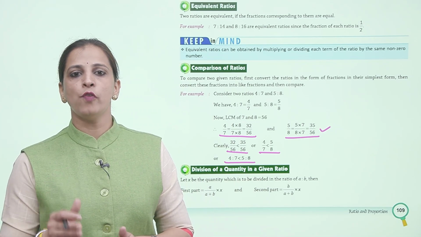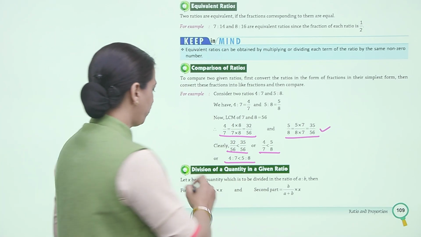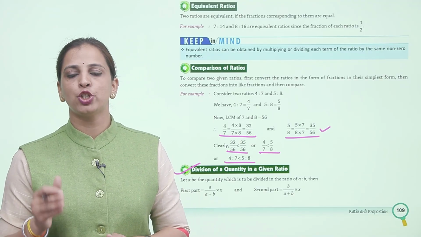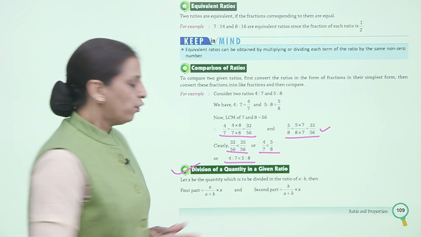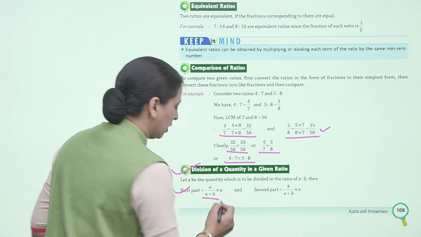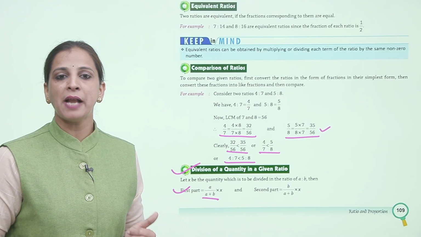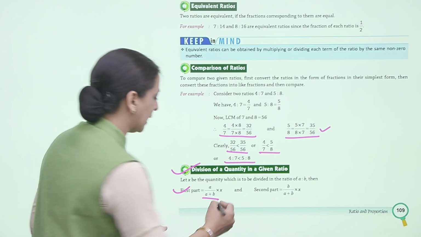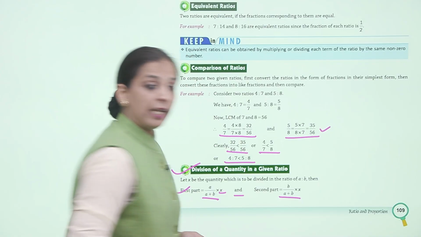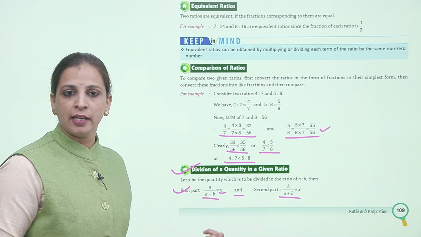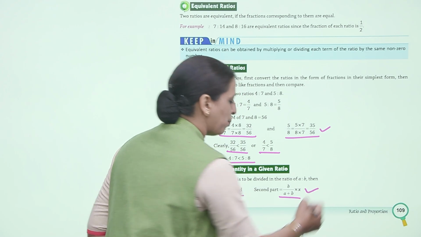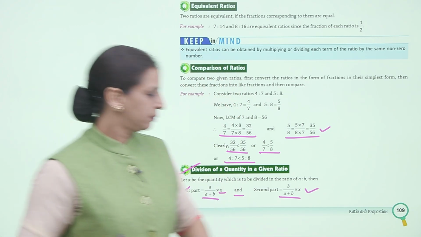Now division of a quantity in a given ratio. Let x be the quantity which is to be divided in the ratio of A:B. Then first part is A upon A plus B, ratio का sum, multiplied by जो भी quantity को divide करना है, that is x. And second is B upon A plus B. ये first का part है A का, A upon A plus B into x, and second part is B upon A plus B into x.